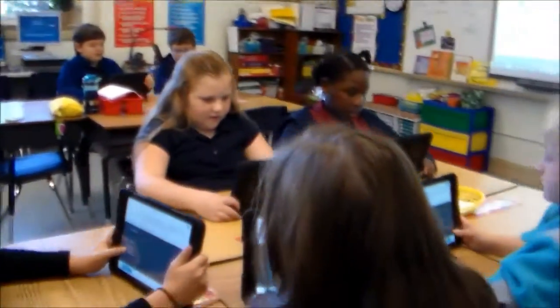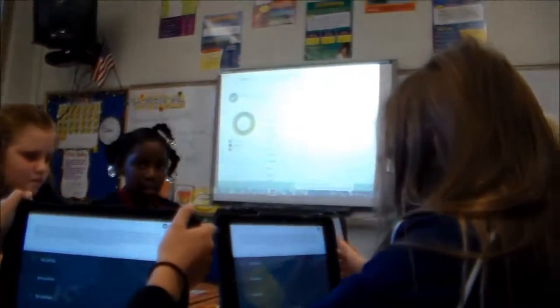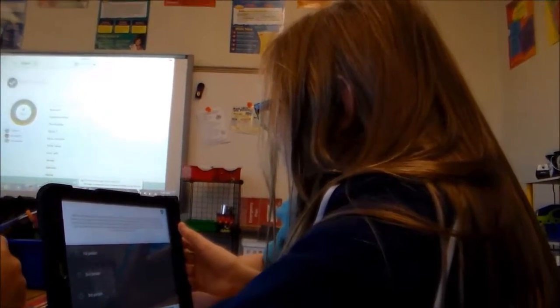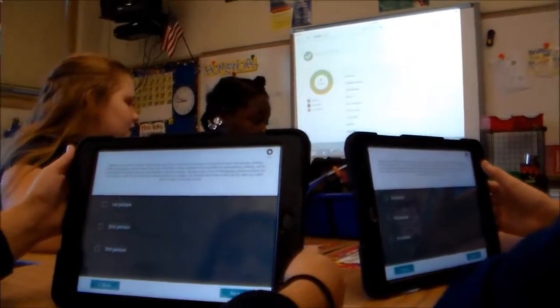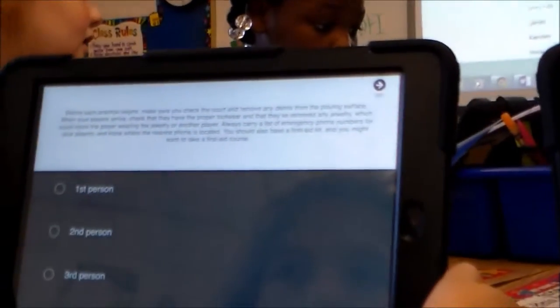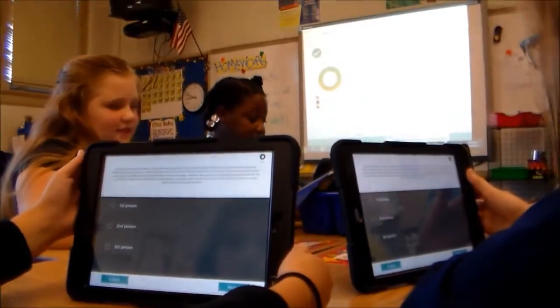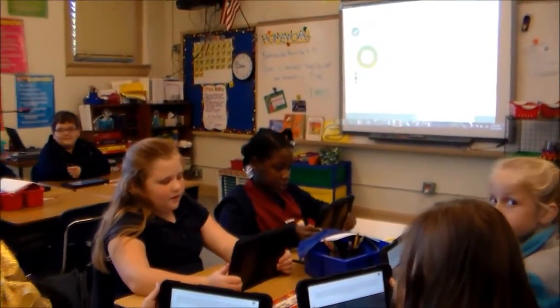Okay, I'm ready. Before each practice begins, make sure you check the court and remove any debris from the place. When your players arrive, check that they have the proper footwear and that they've removed any jewelry which could injure the player wearing the jewelry or metal. Always carry a list of emergency phone numbers for your players. And know where your phone begins. Make sure to check. I should also have a first aid, right? And always need making words like you.